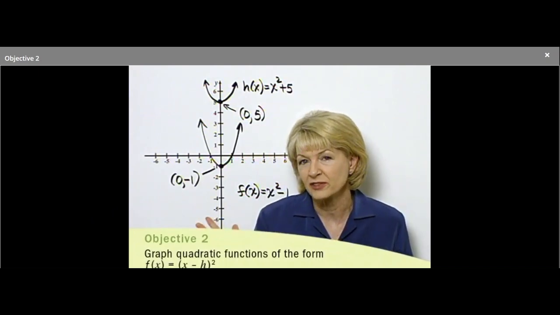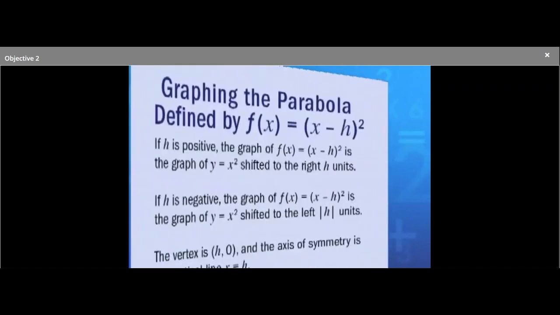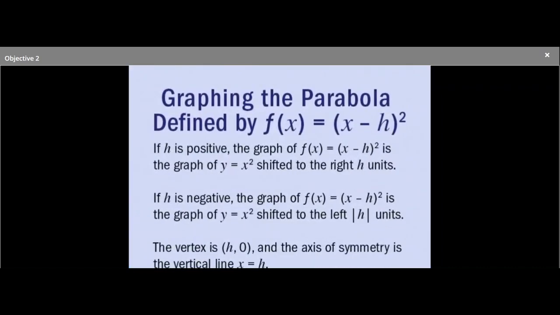Now let's talk about shifting to the left and to the right. Let's look at the following. Graphing the parabola defined by f of x equals (x minus h) squared. Notice this time that h is not tacked on past the x squared, it's part of that squared function.